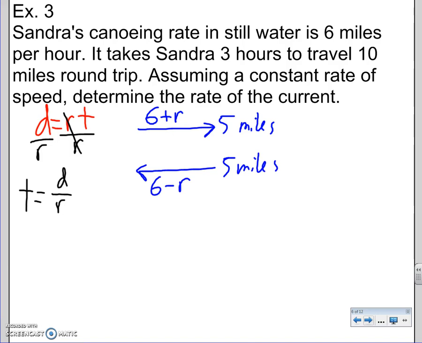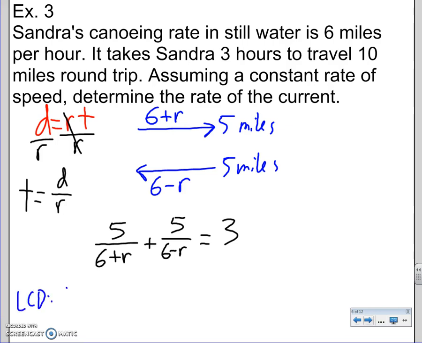Alright, we're going to make the fractions. So she goes 5 miles at a rate of 6 plus r miles per hour one way. On the way back, she still goes another 5 miles at a rate of 6 minus r. And the total time it takes her is 3 hours. So now it's just like number 1. We gotta solve this. Same thing, common denominator, find the LCD. Well, we have 6 plus r, 6 minus r, and 1, which doesn't matter.